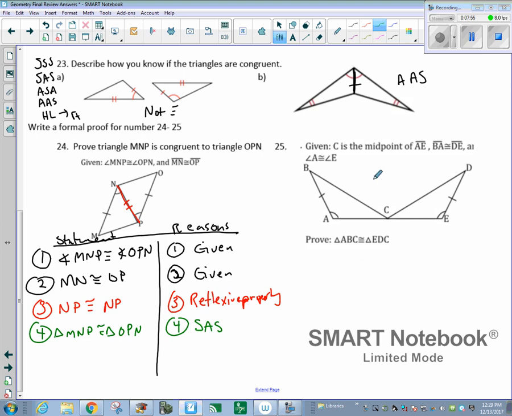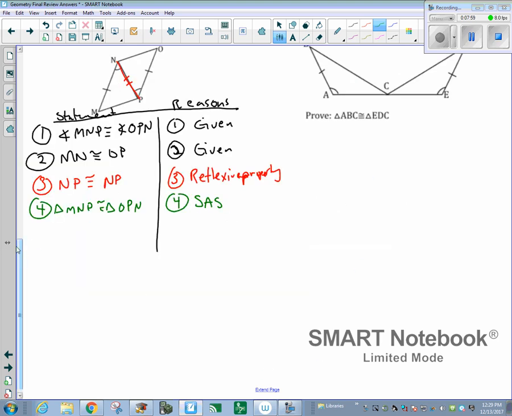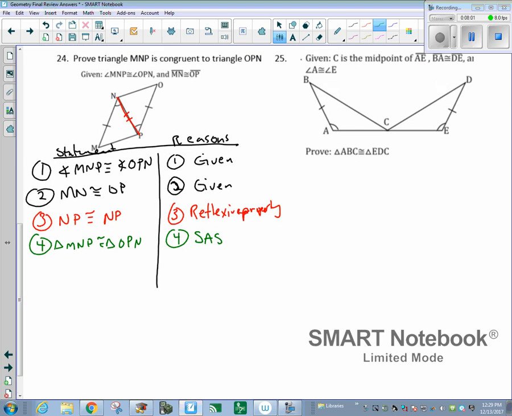All right, the next one over here, number 25. Sorry, let's scooch back up here. We're trying to prove that triangle ABC is congruent to triangle EDC, and we can do this again. We'll start with writing down our given statements, so let's get this set up here. We have our statements, and we have our reasons.